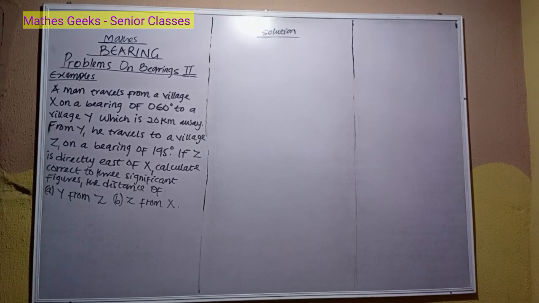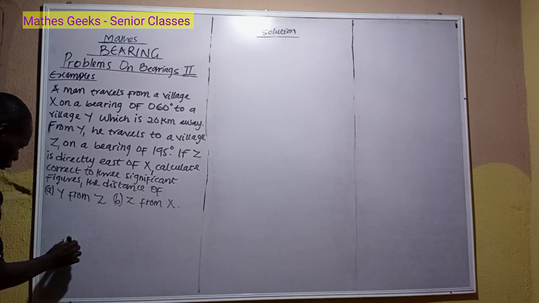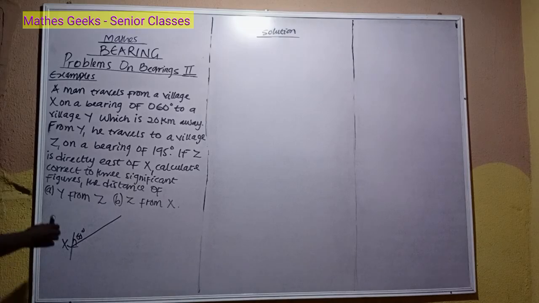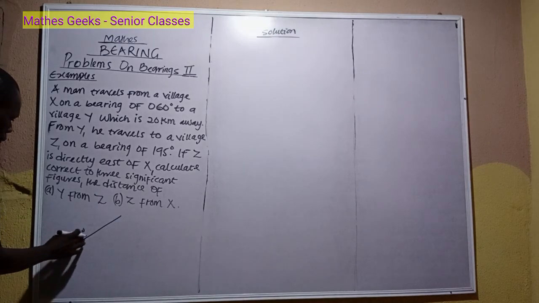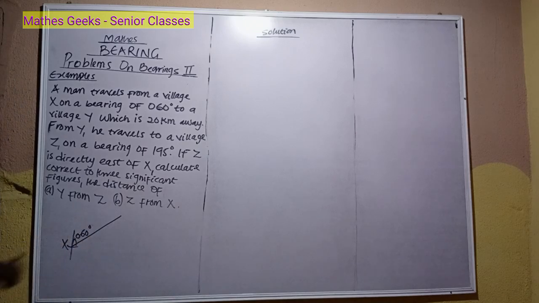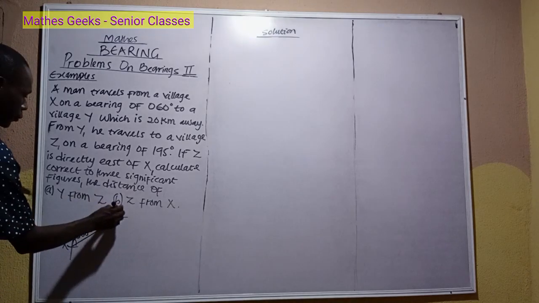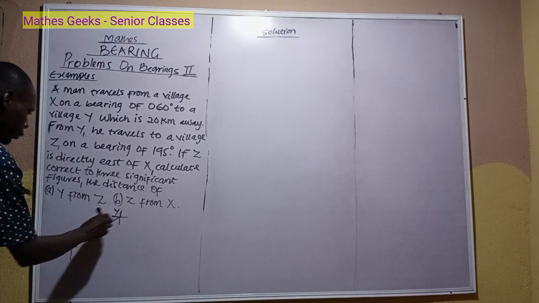A man travels from a village X on a bearing of 060 degrees to a village Y. So village X, 060 degrees, 3-digit bearing, 060 degrees. So a village Y, which is 20 kilometers away. So the distance is 20 kilometers.